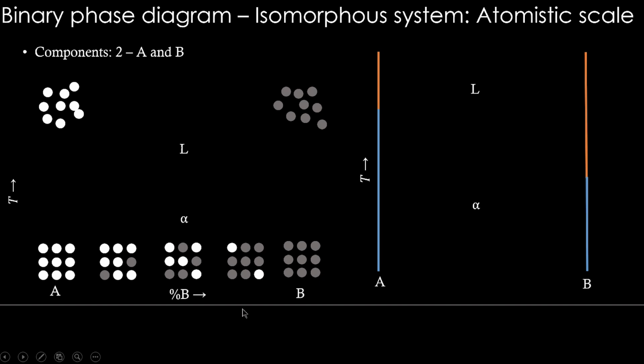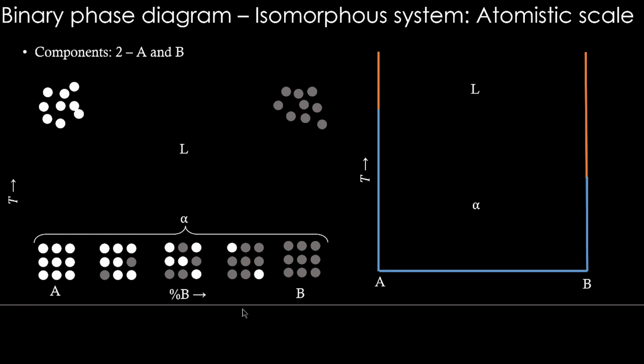So this entire region is alpha. If we represent this in the phase diagram, we are going to have the x-axis with percentage of B, and the entire region is alpha. And this alpha is going to become liquid beyond a certain temperature, we know that. So possibly we'll put a line like this.